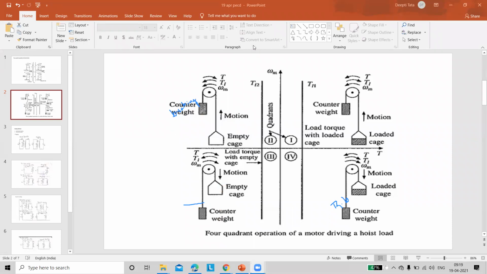And simply listen, the first and third quadrants come under motoring modes. Easily remember like this: first and third quadrants. In these two quadrants, 1 and 3, your drive is operating in motoring modes. In the second and fourth quadrants, 2 and 4, your drive is operating in braking modes. The second belongs to forward braking and the fourth belongs to reverse braking. So this is the matter regarding the previous topic, and we will go to the next one.